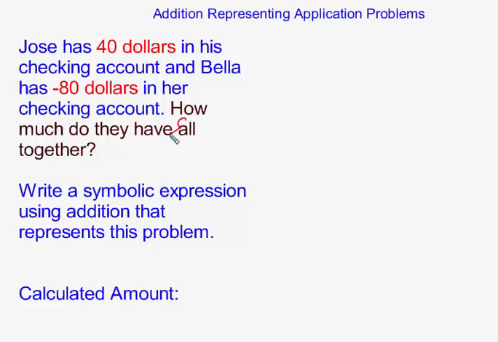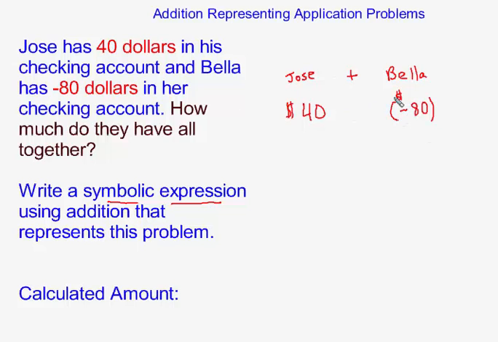You can always think of a total or altogether as being addition because you're putting two things together. So because Jose has money, we will think of that as a positive amount, that's $40. And since we want the total to write a symbolic expression, we will add that to Bella's amount. So here's Jose's amount of positive $40. And we are going to add how much money Bella has. And Bella has negative $80.